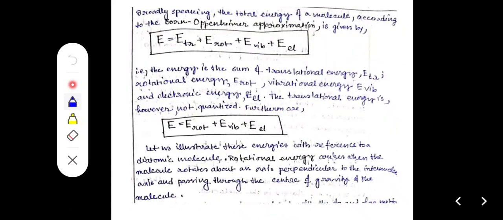Now we consider, broadly speaking, the total energy of a molecule according to the Born-Oppenheimer approximation. The Born-Oppenheimer approximation describes the overall, the total energy.